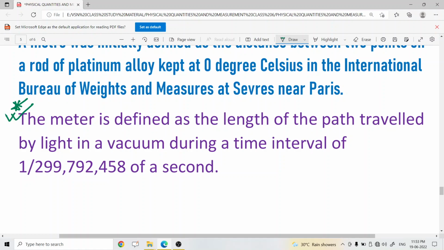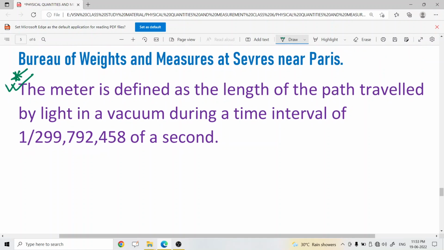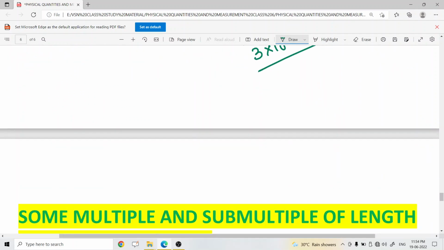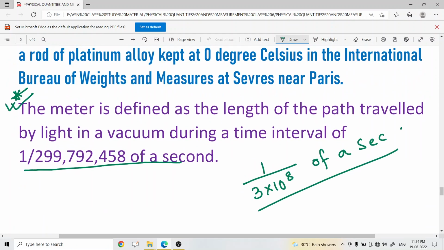The meter is defined as the length of the path traveled by light in a vacuum during a time interval of 1 by approximately 3 into 10 to the power 8 of a second. In general, this is the definition of 1 meter: the length of the path traveled by light. So these are the definitions of 1 meter.